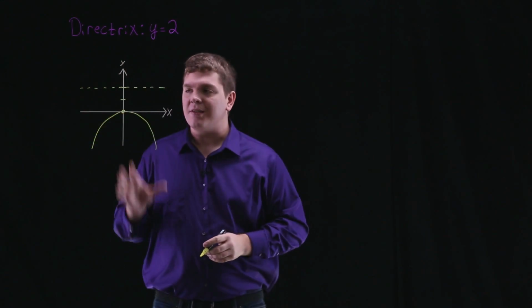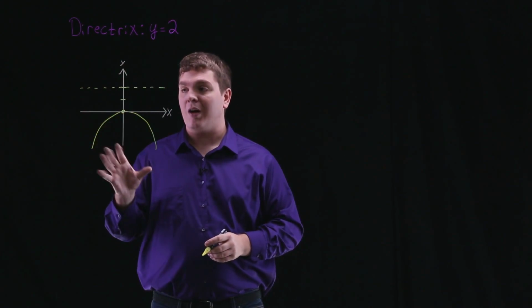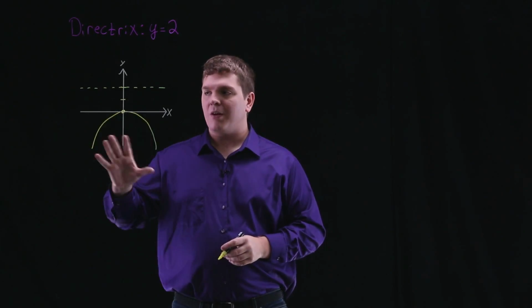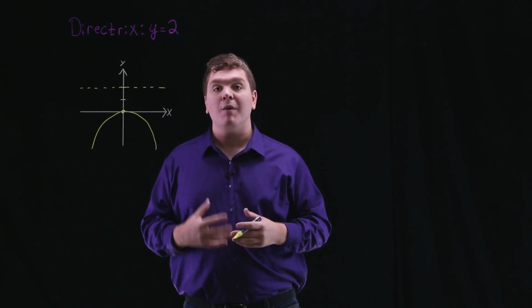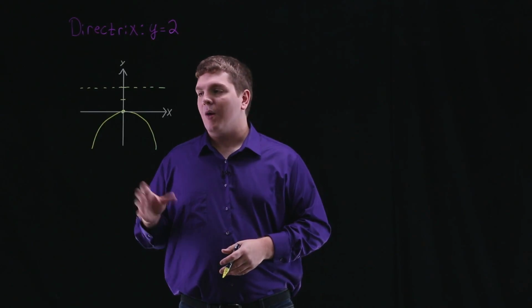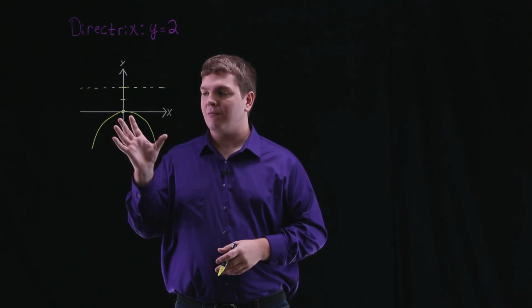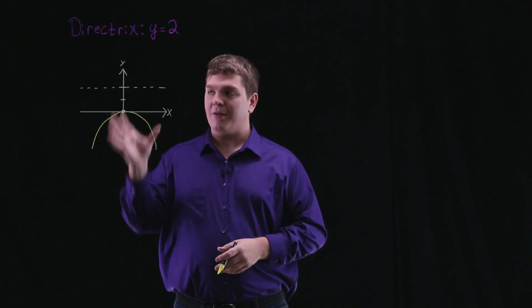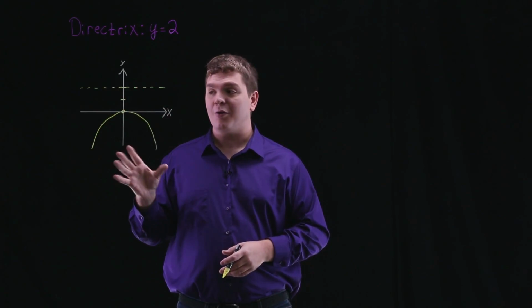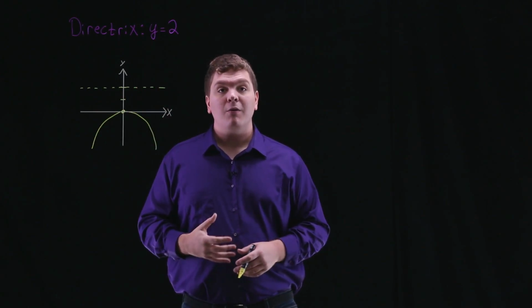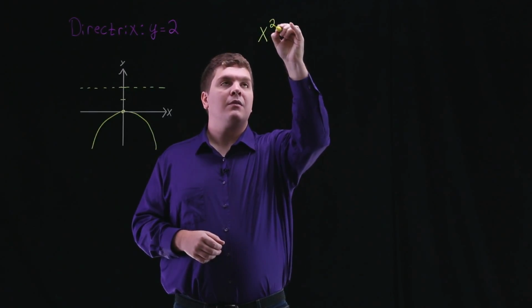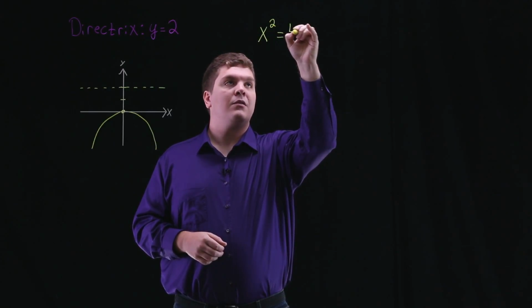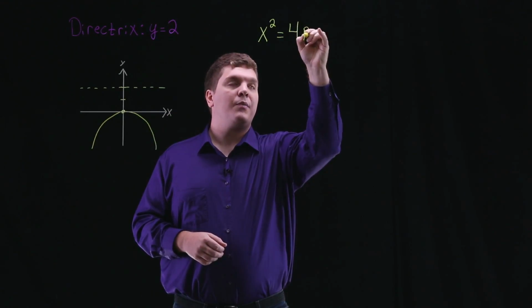Like I said, this isn't necessarily the sketch of our parabola, but just a really rough sketch of what it might look like. Okay, so now there's a couple things that we need to think about. Our parabola is opening vertically, so it's opening either upward or downwards. In this case, it's opening downward. So we know the standard form is going to be x squared is equal to 4py.